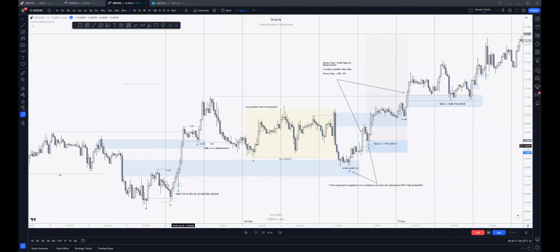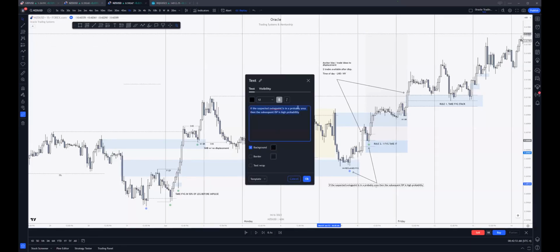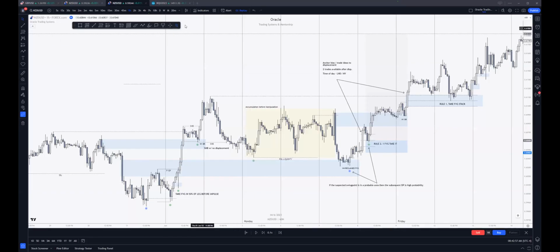So we are in a breaker block and then we get a swing. No, no POIs, just strictly structure. So let's see if this expected swing point is in a probable area. Probable area, because it is in a probable area, right?